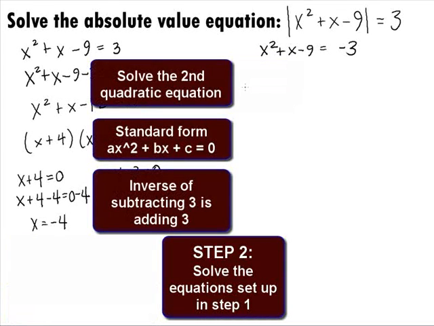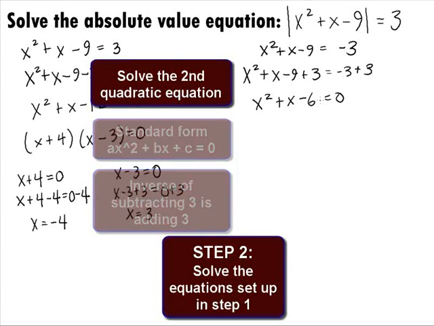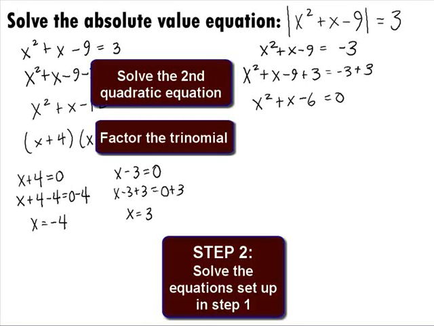To get the second equation in standard form, we need to do the inverse and add 3 to both sides, which will give us x squared plus x minus 9 plus 3 equals a negative 3 plus 3. This will simplify to be x squared plus x minus 6 equals 0. The trinomial on the left side will factor as x plus 3 times x minus 2 equals 0.